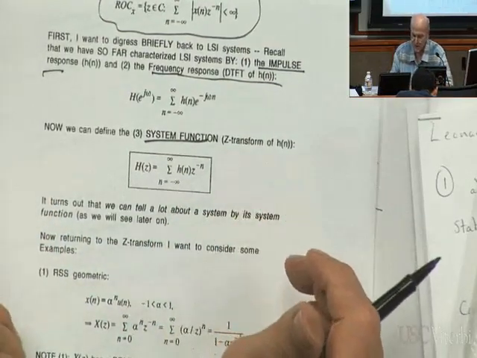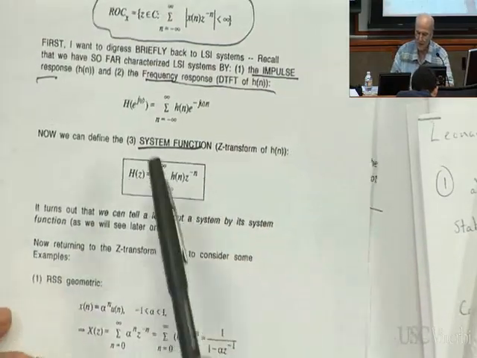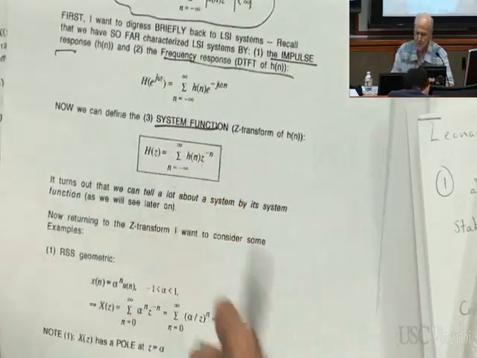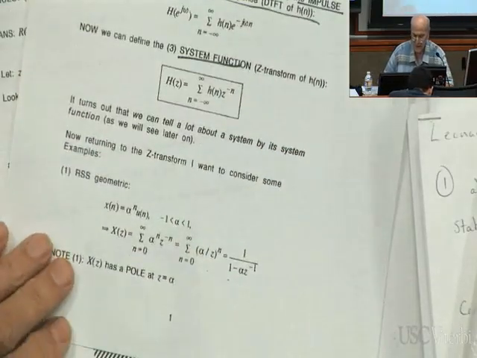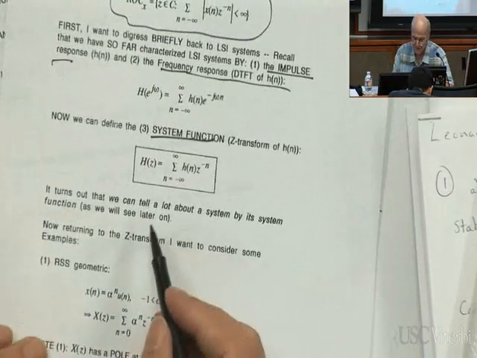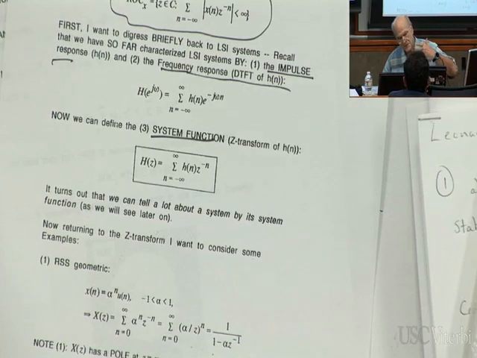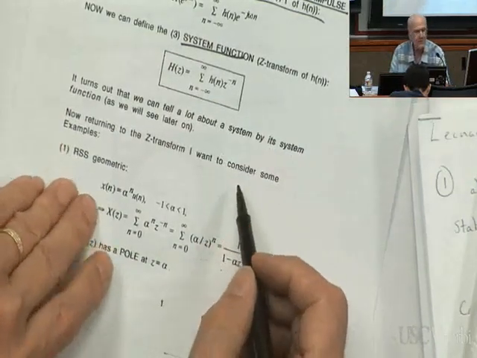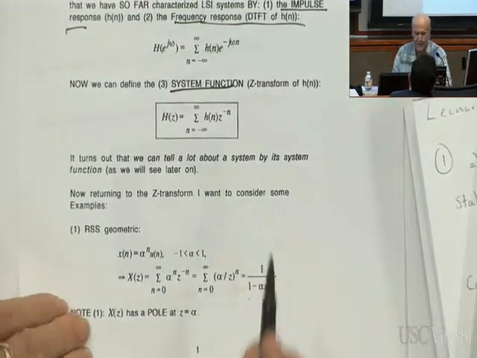The system function is pretty simple. It's just the Z transform of the impulse response. So the frequency response is the DTFT of the impulse response, and the system function, just terminology, is the Z transform of the impulse response. And as I've said several times, we can tell a heck of a lot about a system by its system function. We can tell if it's stable, if it's not stable, if it's causal, if it's not causal, etc. Okay, now, going back to the Z transform, I would like to look at a couple of examples.